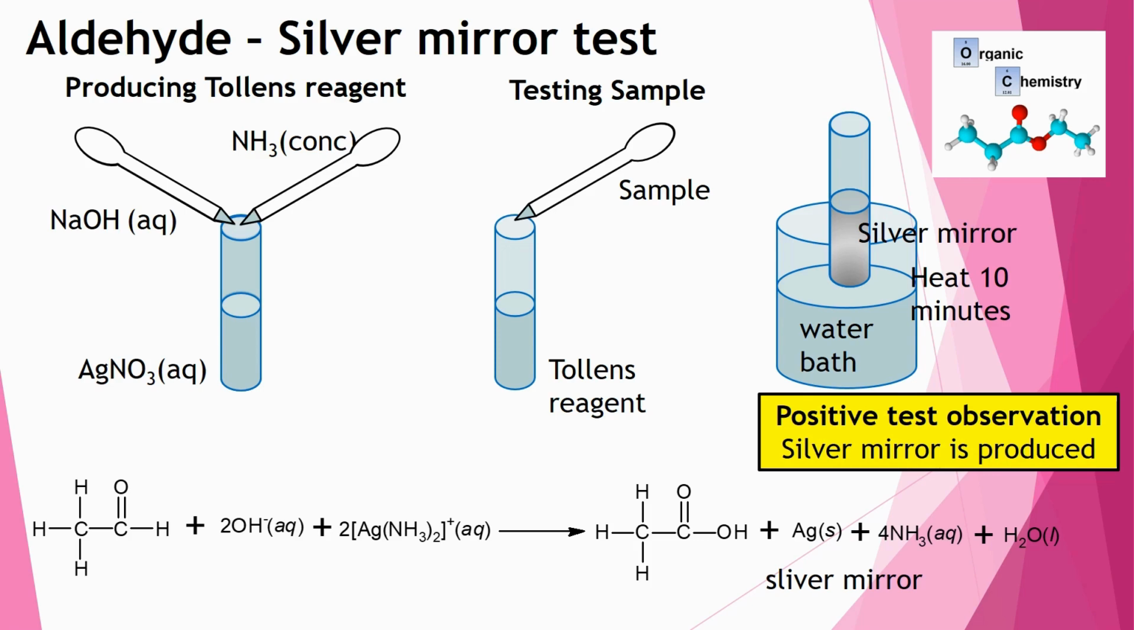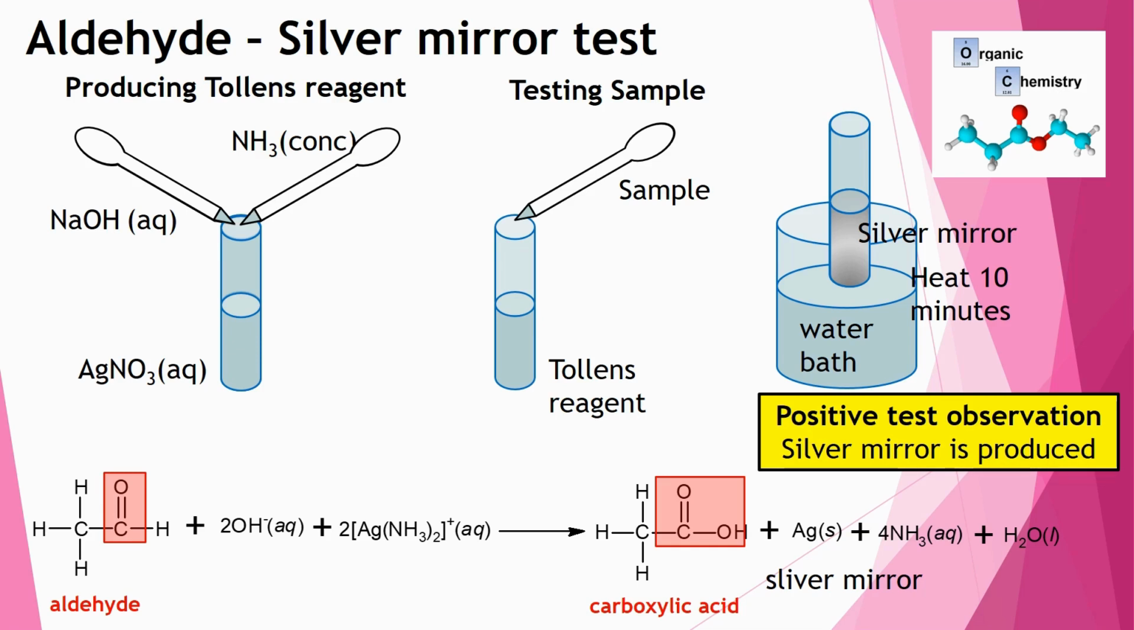What's happened is, at the start there are silver ions. Those silver ions get changed to silver metal that is deposited onto the inside of the glass, and at the same time the aldehyde has been changed to a carboxylic acid. So this is a specific test, a positive test for an aldehyde.